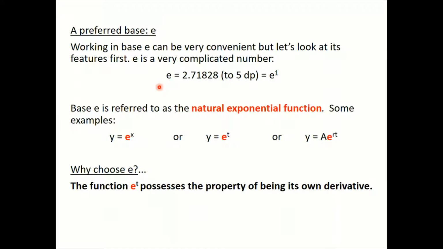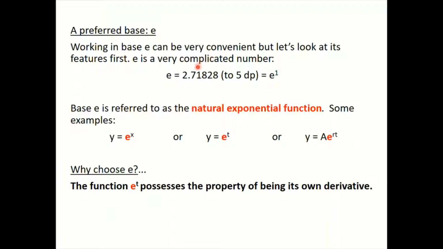On the previous slide, we showed how we can convert the base in an exponential function. So why would we want to do that? The answer is that some bases are more convenient than others as far as mathematical manipulations are concerned. And in calculus, the preferred base is an irrational number which is denoted by e. Using e as our base can be very convenient for reasons that we'll look at now.